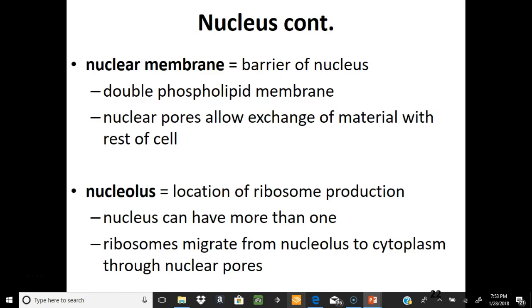So the nuclear membrane is a barrier. It's a double membrane. It has two plasma membranes, and it has pores that allow for nutrients to move in and materials to leave the cell. The nucleolus is the site of RNA ribosome production. And so once the ribosomes are produced, so ribosomes are composed of RNA, they leave the nucleus, they enter the cytoplasm, and then they can either just stay free-floating in the cytoplasm, or they can attach to the endoplasmic reticulum, forming a rough ER.